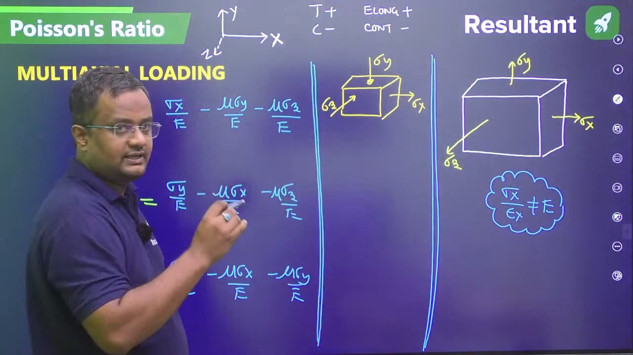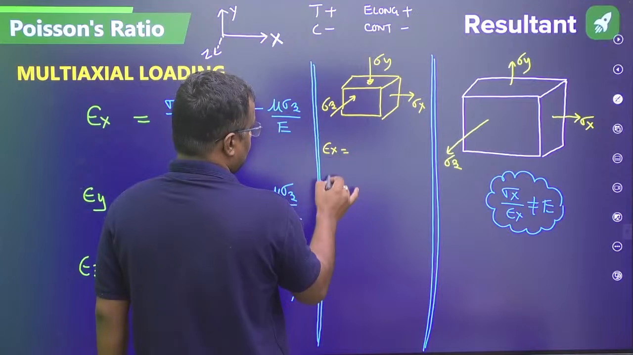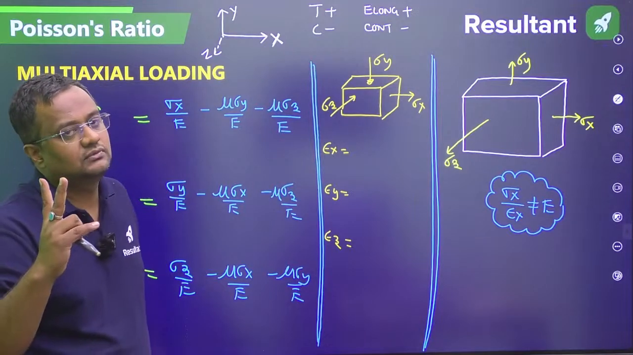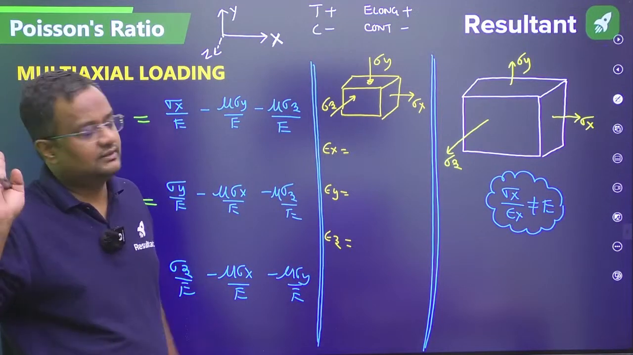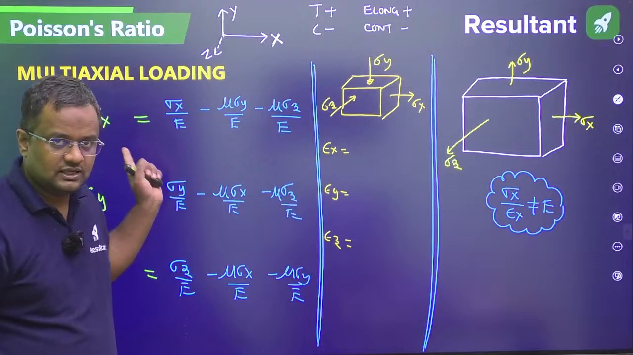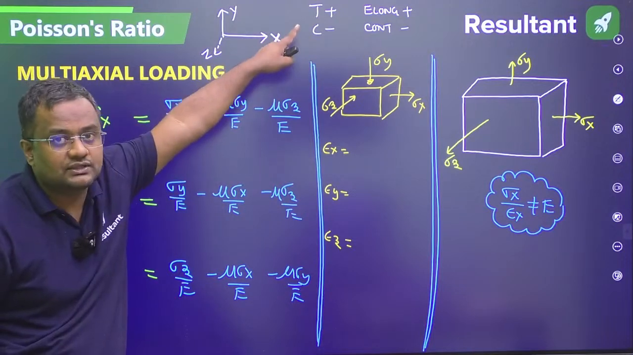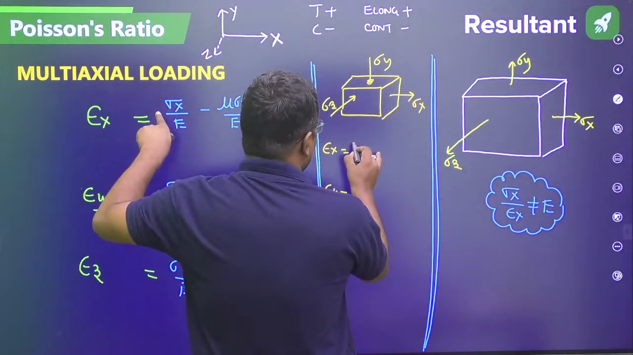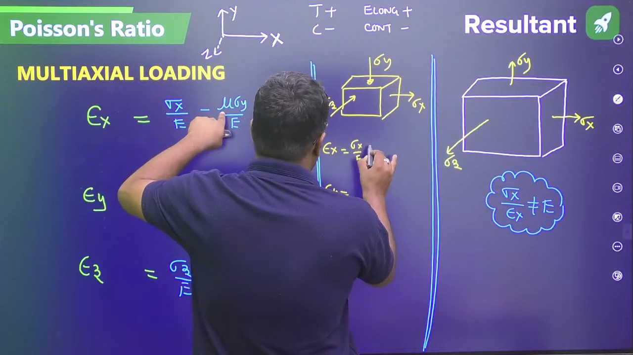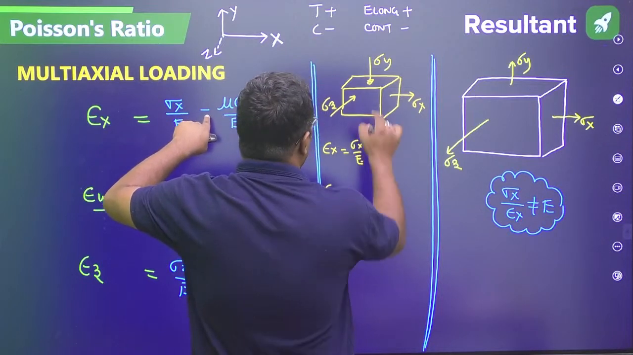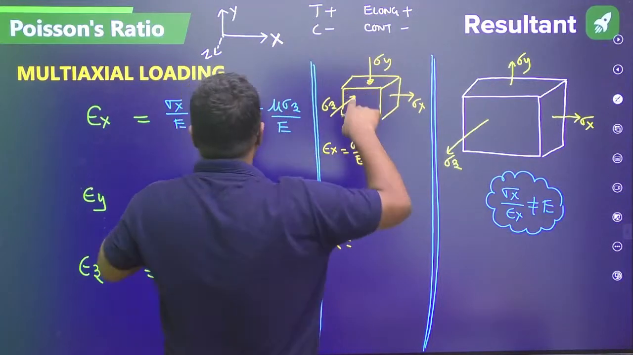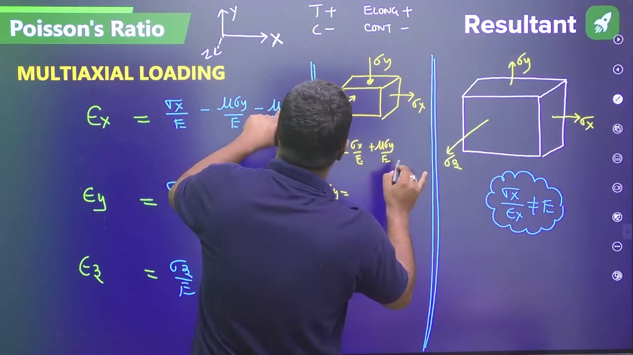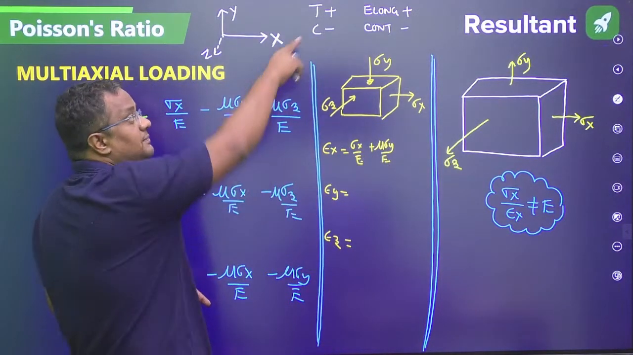Now I want to write strain in x direction, strain in y direction, and strain in z direction. Two ways. First way, without any technique: take these formulas as reference and apply them here with sign convention. Sigma x by E, sigma x is tension. Minus mu sigma y by E, but sigma y is in compression, so minus mu and minus sigma y becomes plus mu sigma y by E. Similarly, minus mu sigma z.